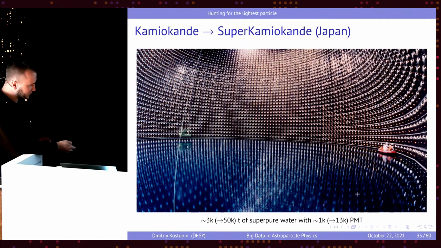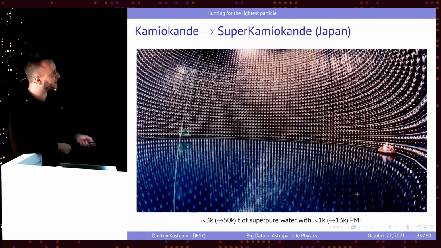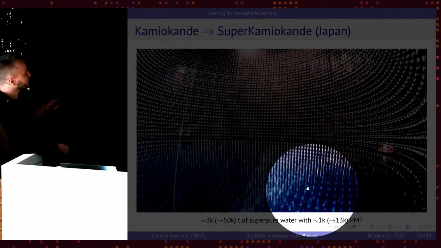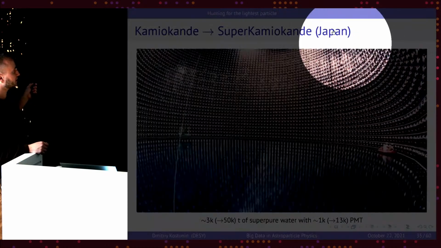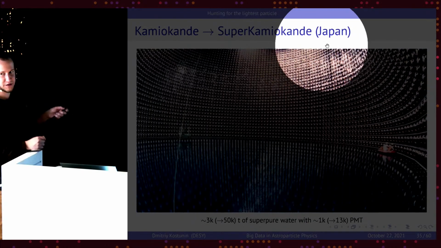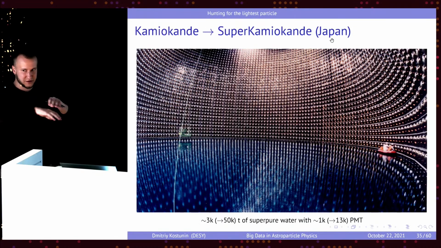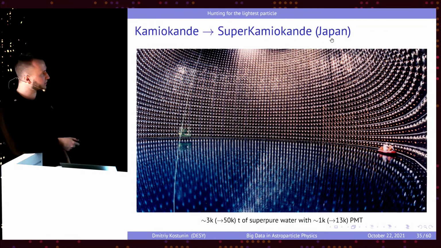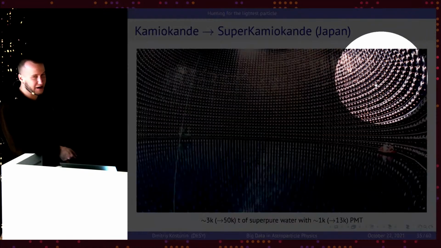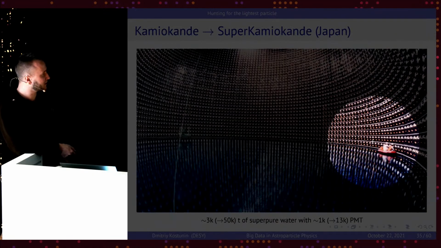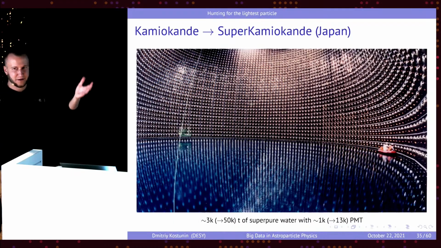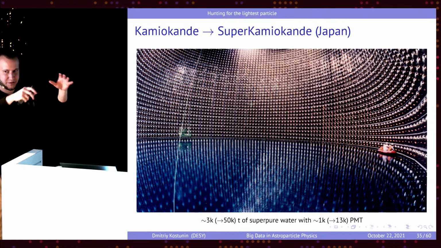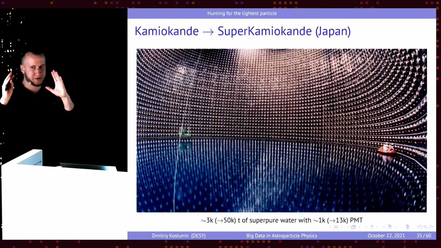Before I go to astrophysics, I just want to show you a very beautiful picture, also from a neutrino detector. It's the Kamiokande mine, or now Super Kamiokande in Japan. They have a mine and they fill it with ultra pure water. You can see these guys in a boat, and this is actually a sphere covered with photoelectron multipliers of this size.